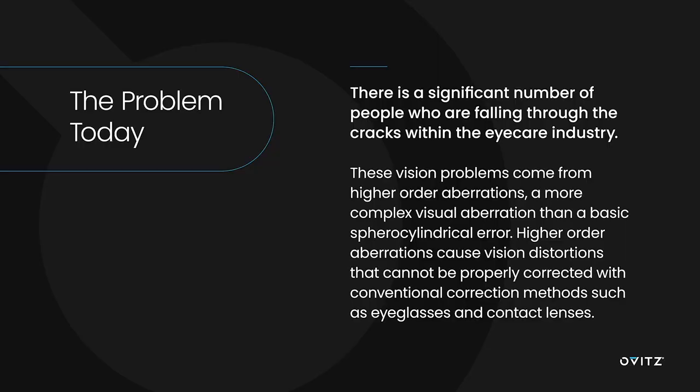There is a significant number of people who are falling through the cracks within the eye care industry. They suffer from vision challenges that are persistent, incurable, or otherwise damaging to their quality of life, and the average doctor is unable to help them. These vision problems come from higher order aberrations, a more complex visual aberration than a basic spherical cylindrical error. Higher order aberrations cause vision distortions that cannot be properly corrected with conventional correction methods such as eyeglasses and contact lenses. People with these vision challenges and the doctors who help them face this struggle every day. Those afflicted with such higher order aberrations are forced to live a diminished lifestyle.